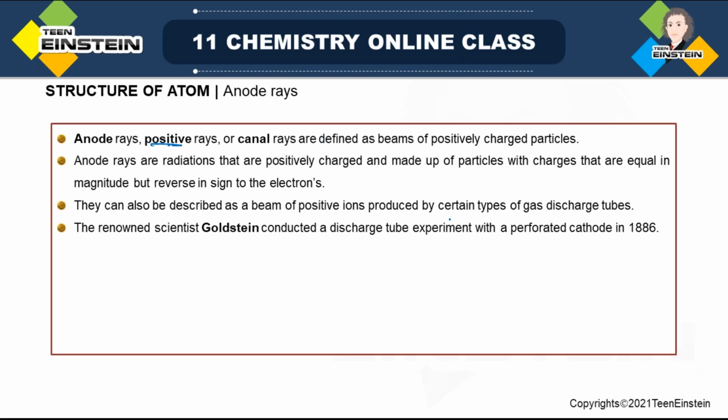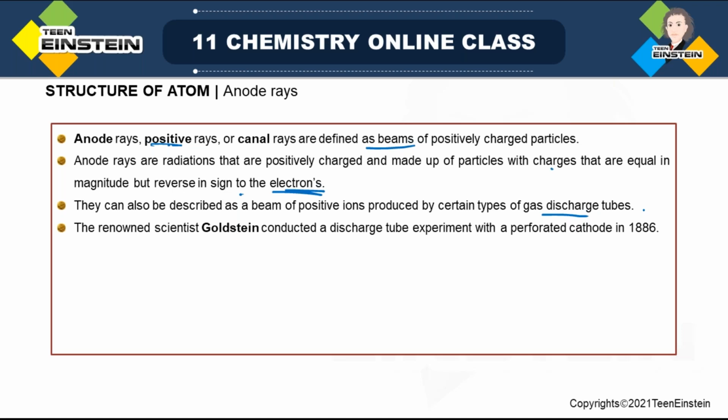Anode rays are radiations that are positively charged and made up of particles with charges that are equal in magnitude but reverse in sign to the electrons. So you just take one positively charged particle and one negatively charged particle. In both cases, the numerical value of the charges is basically the same in magnitude, but the sign is different. They can also be described as a beam of positive ions produced by a certain type of gas discharge tube. So the same type of gas discharge tube that you just saw in the previous slide in the case of cathode rays can also be taken, and a similar type of experiment can be done. But now it is the opposite charge.